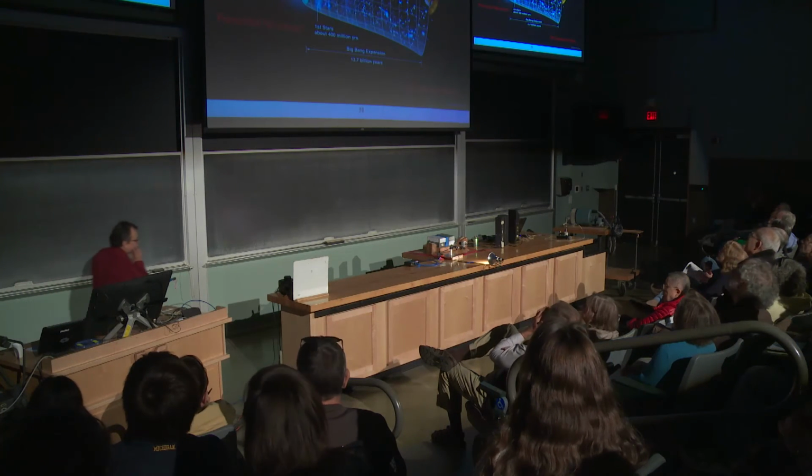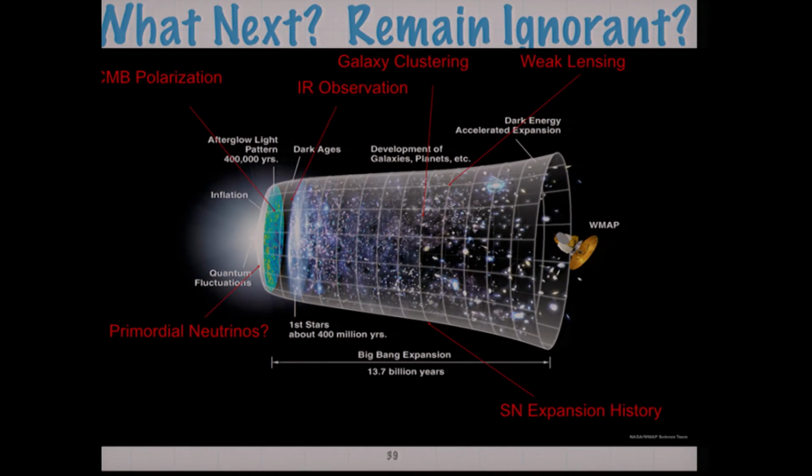What do we do next? Do we remain ignorant? No, we launch experiments. So I love this diagram. This is from the WMAP satellite. It was one of the first. It was the first satellite to accurately measure the cosmic microwave background, which is that green and blue thing.